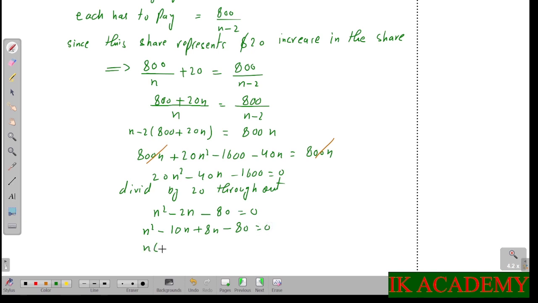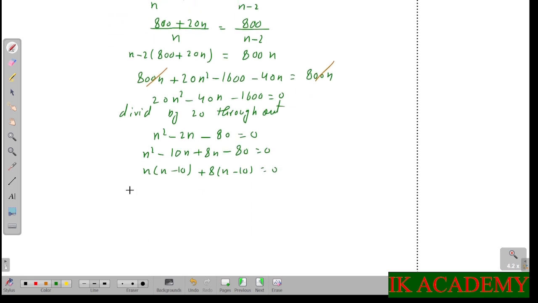So taking n common, n into n minus 10 plus 8 common in these two terms, n minus 10. So we can write it in the product form: n minus 10 into n plus 8 equal to 0. So we will have n minus 10 equal to 0, and n plus 8 equal to 0. We have n is equal to 10 and n is equal to minus 8.